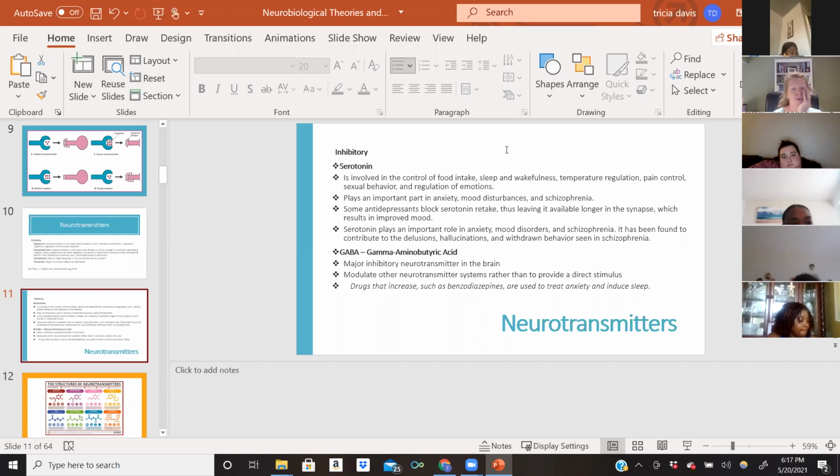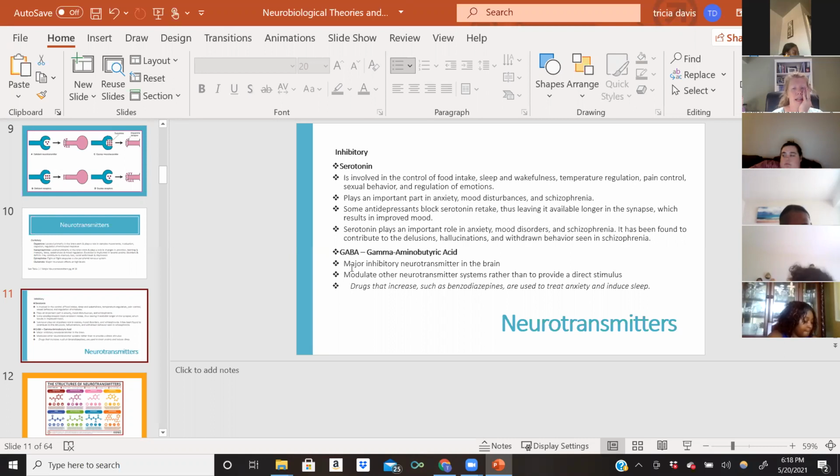Serotonin plays an important role in, we already said that, anxiety, mood disorders, and schizophrenia. It has been found to contribute to delusions, patients having hallucinations, and then withdrawal behavior that we see in patients that have schizophrenia.